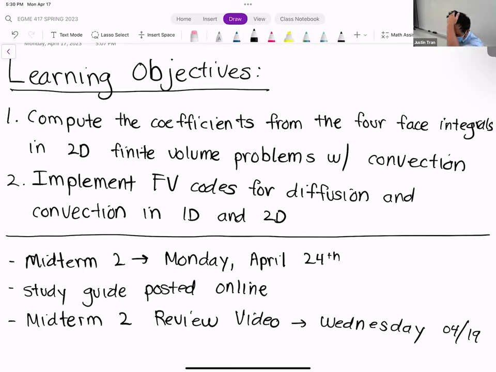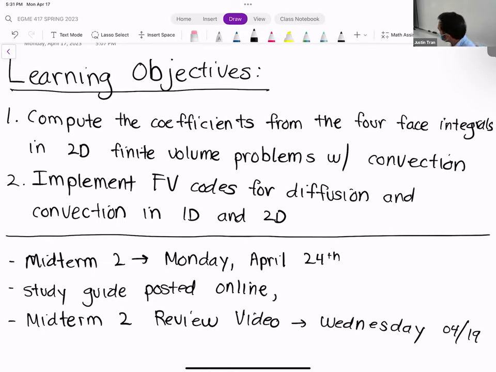So the plan for this week, we don't have the midterm this week. I know the original schedule said we had the midterm this Wednesday, but I wanted to push it back because we were a little bit behind. And so the midterm is going to be next Monday, a week from today. Today I posted a study guide for the midterm online. You should be able to see that in week 13. If you click on the week 13 page for our class, one of the files you'll see at the bottom is the study guide for the midterm.